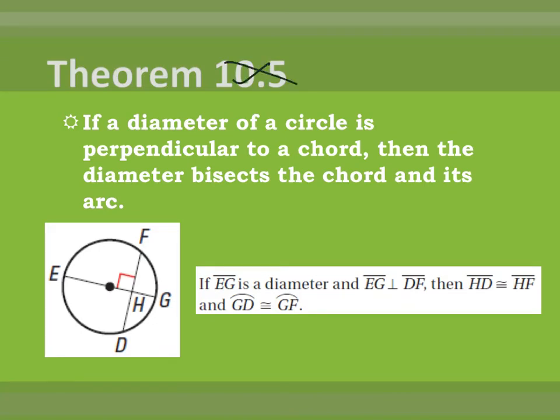So if a diameter of a circle is perpendicular to a chord, then the diameter bisects the chord and its arc. So not only are these pieces congruent, HD and HF, their arcs are also congruent. So this is like the converse of 10.4.